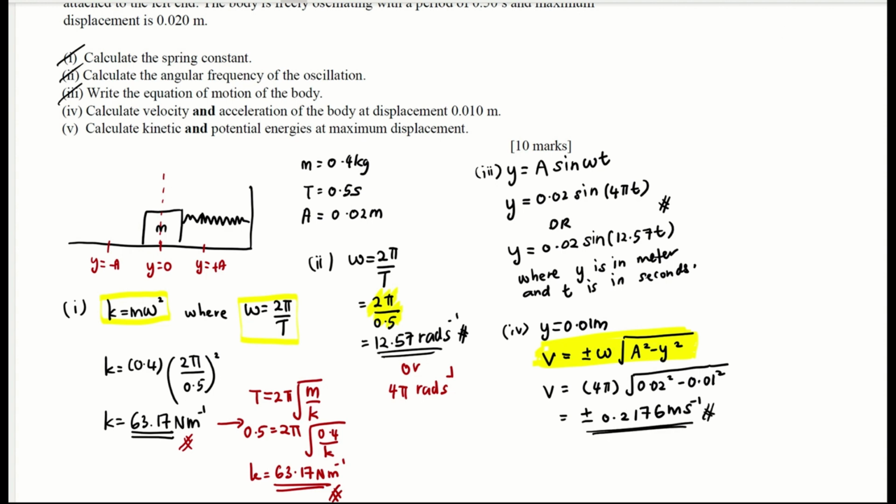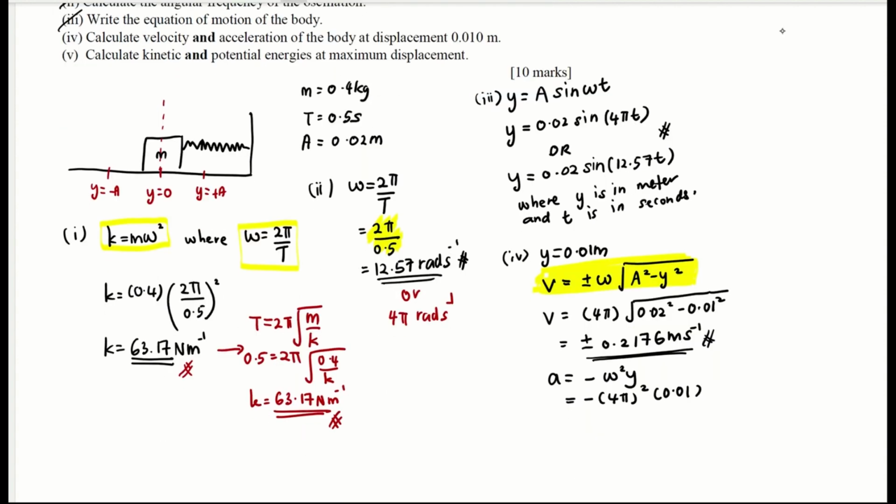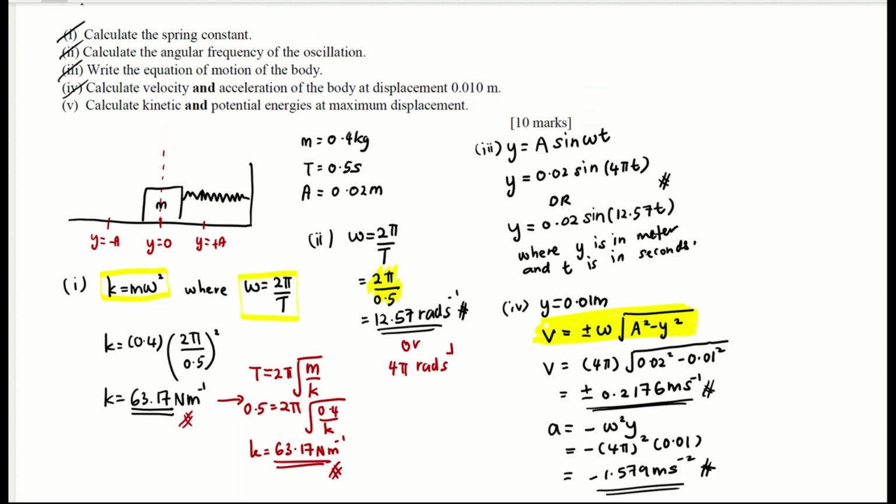Okay. And then we want to calculate acceleration. So acceleration is equal to negative omega squared y. So substitute lah negative 4 pi squared, y is equal to 0.01. Okay, so daripada sini you akan dapatlah jawapan a is equal to negative 1.579 meter per second squared. Okay, unit jangan salah, bukan meter per second, tapi meter per second squared. Okay. So finish that one, and then we want to calculate the kinetic energy and also the potential energy.